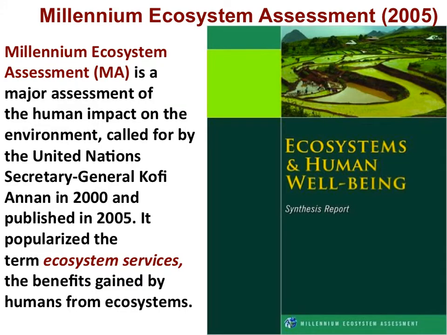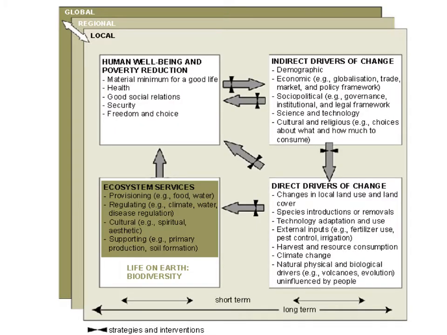As a side note, the Millennium Ecosystem Assessment, published in 2005, gave a scientific appraisal of the condition and trends in the world's ecosystems and the services that those ecosystems provide using environmental indicators. The Millennium Ecosystem Assessment is a major assessment of the human impact on the environment. It popularized the term ecosystem services, meaning the benefits gained by humans from ecosystems that are left intact, undisturbed. It assessed the impact of societies, both indirect and direct, on ecosystems.